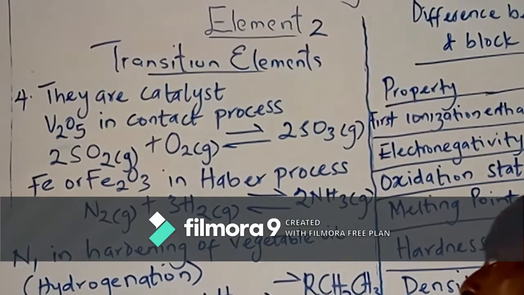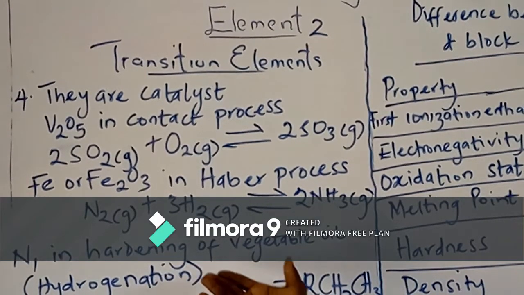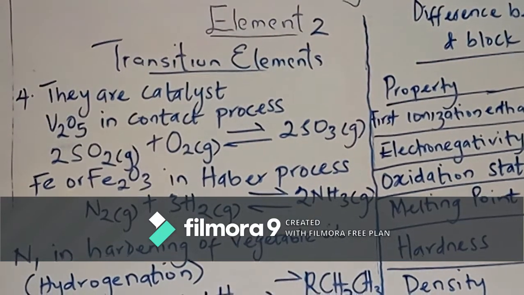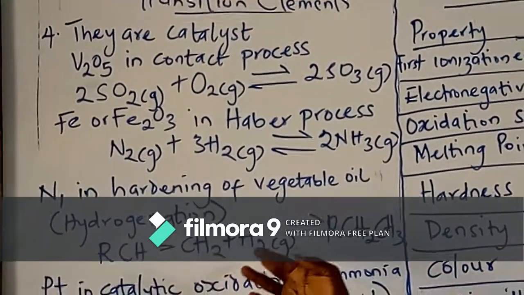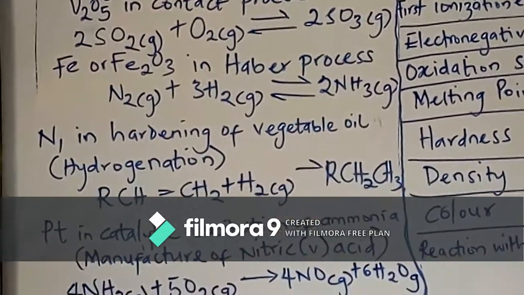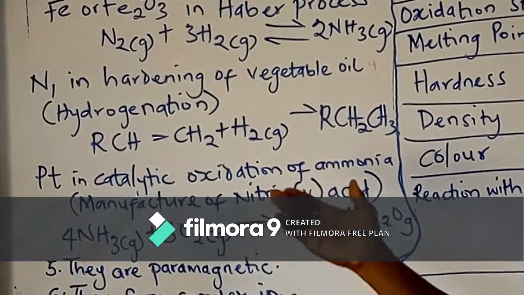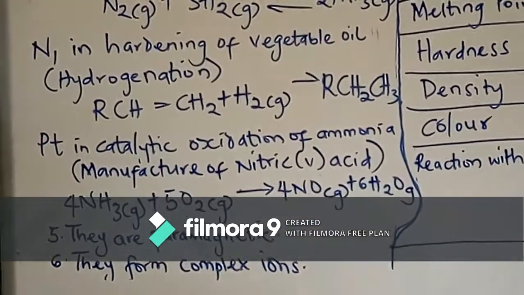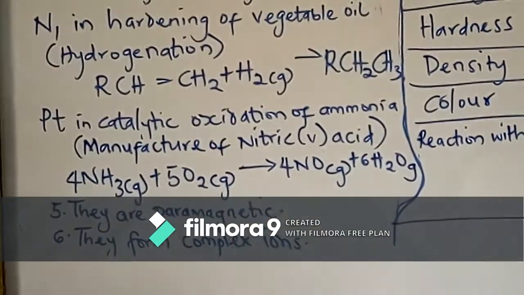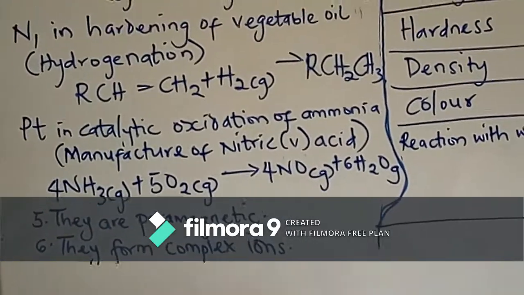And also in the hydrogenation of fat, that is adding hydrogen to vegetable oil, nickel is used, as you can see on the board. Platinum is used as a catalyst in the oxidation of ammonia during the manufacture of nitric acid, trioxonitrate(V) acid.